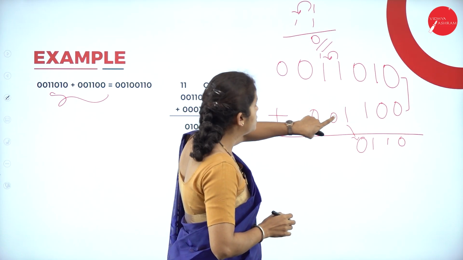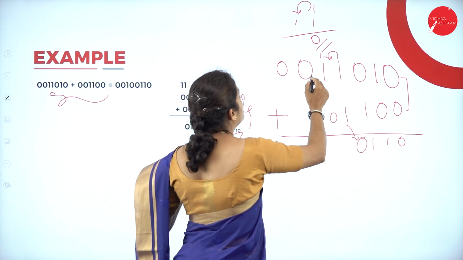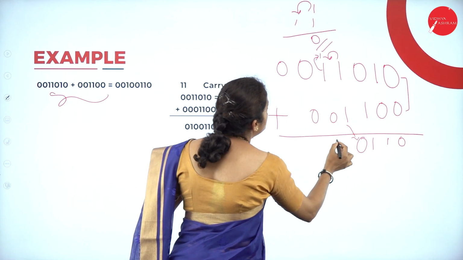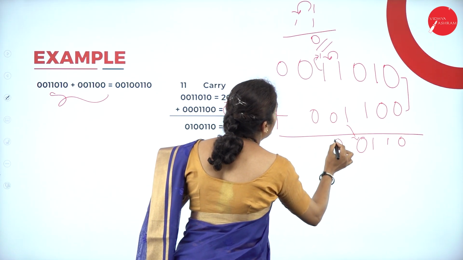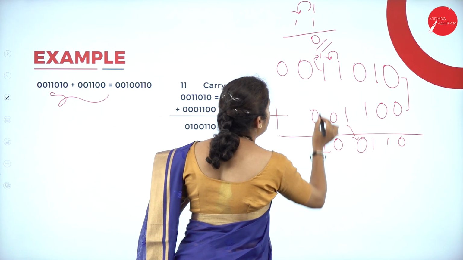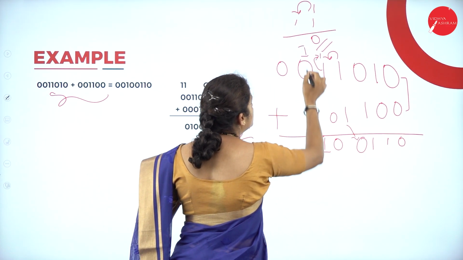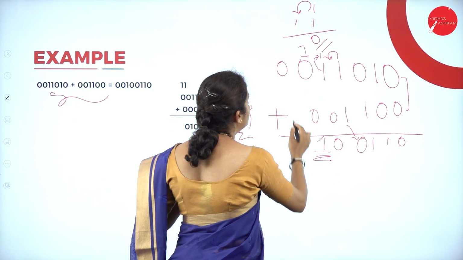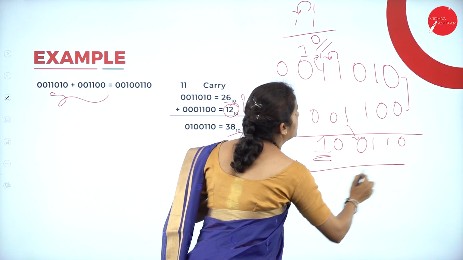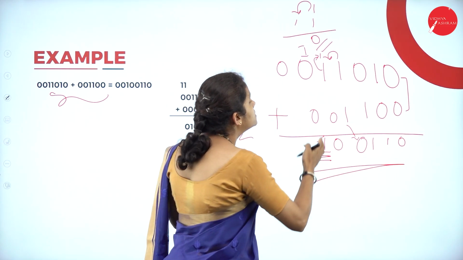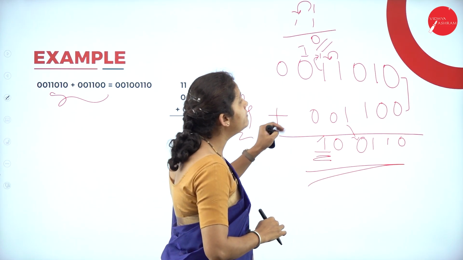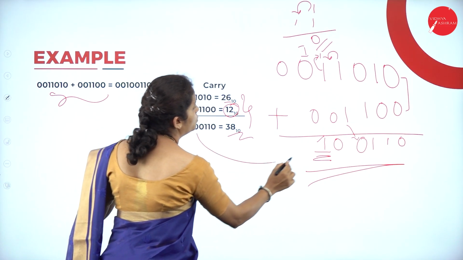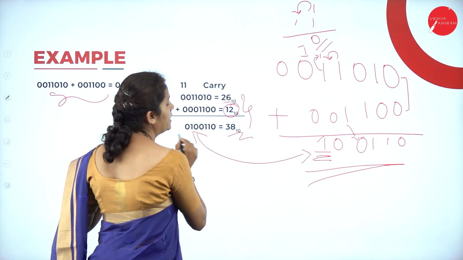Here I have 1 and 0. If I add 0 plus 1, it is 1. So I have 1 carry. Then 1 plus 1 is 0 once again, and 1 is propagated to here. If I add 1 plus 0, the value is 1. So this is the actual summation of the given binary numbers. Cross verify: both the values are correct.